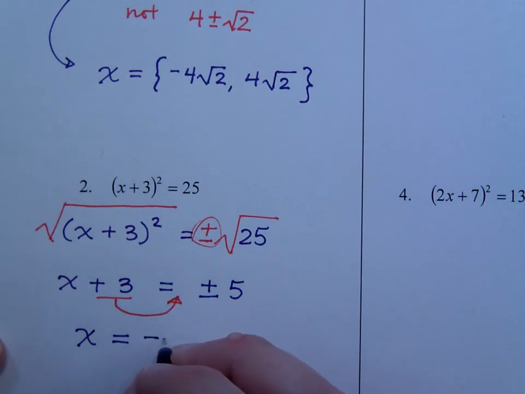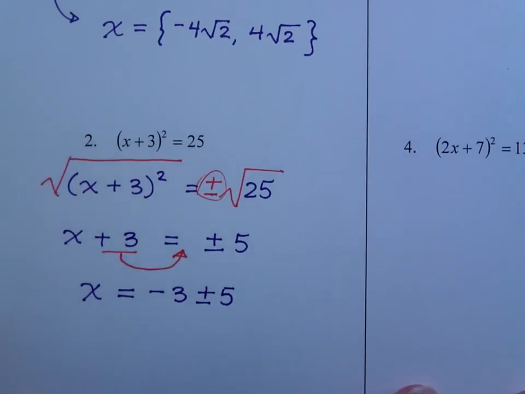So this would be negative 3 plus or minus 5. Now, as you look at this answer, you'll see that there is nothing that's imaginary and there are no radicals here. And what that means is that we need to separate this and get our two answers, because there will be two distinct different answers.